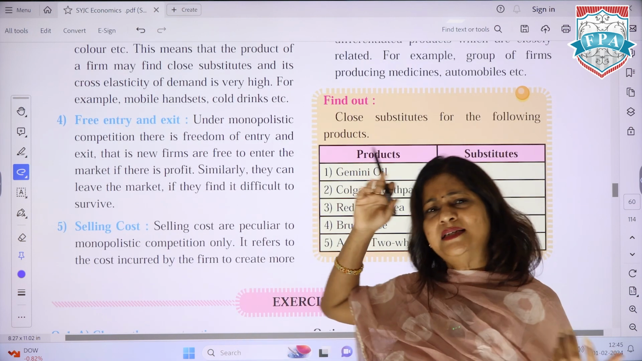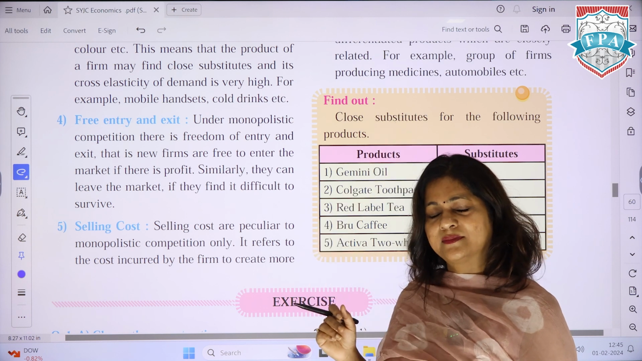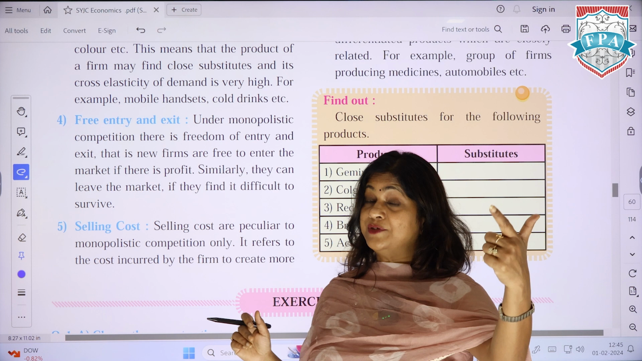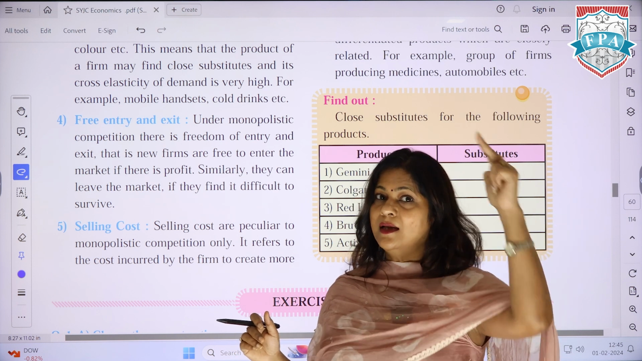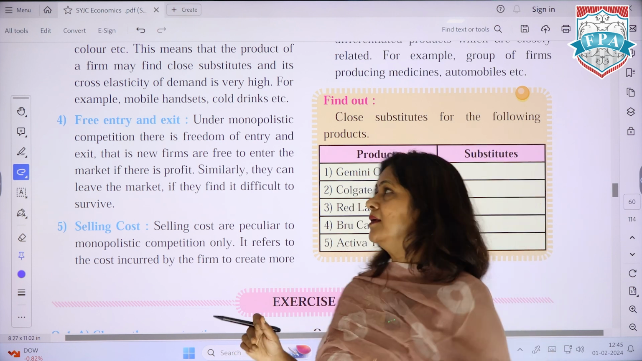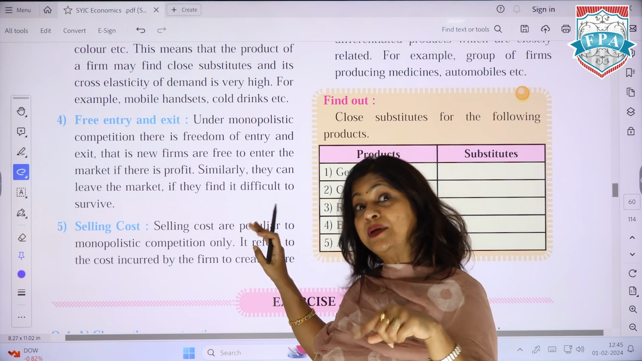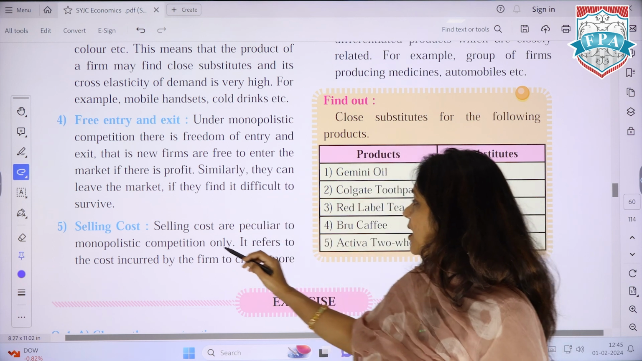Free entry and exit exactly the same as perfect competition, right? So lot of buyers, lot of sellers, free entry exit, बिल्कुल perfect competition जैसा है, right? Only difference अभी तक क्या है? Product homogeneous ना होके product differentiation है.